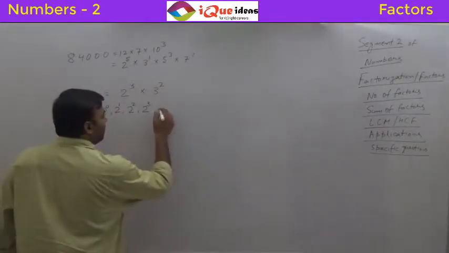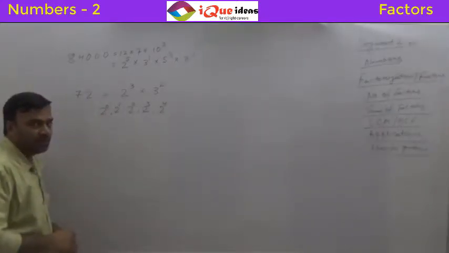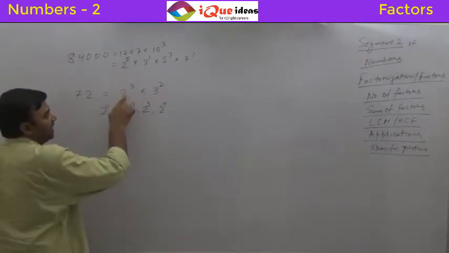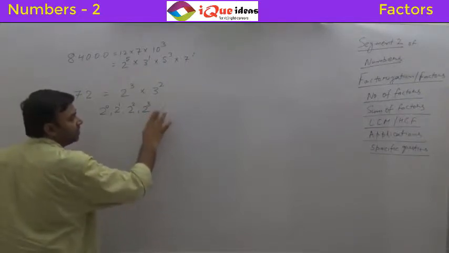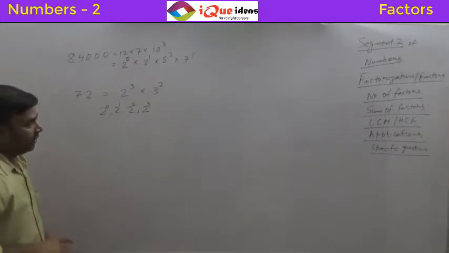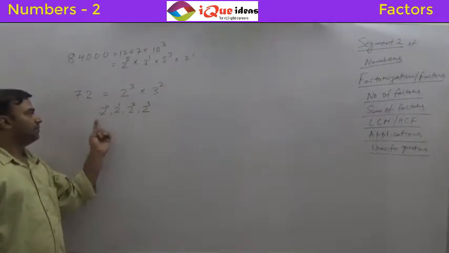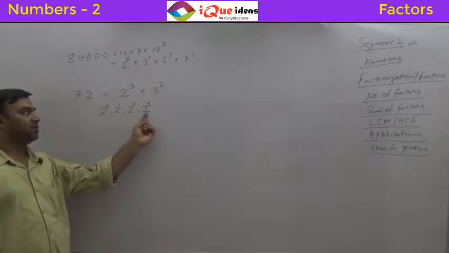Can I use 2 to the power 4? To create a factor of 72, can I use 2 to the power 4? Think about it. No, we cannot, because 72 has total 2 cube. The highest power of 2 in 72 is 2 cube. So we cannot go beyond 2 cube. We cannot take 2 raised to the power 4. That means the powers of 2 that can be used to create a factor of 72 are 2 raised to the power 0, 2 raised to the power 1, 2 raised to the power 2 and 2 raised to the power 3.